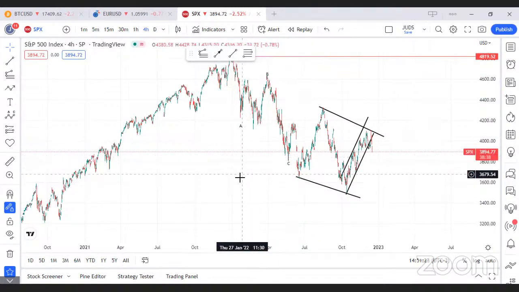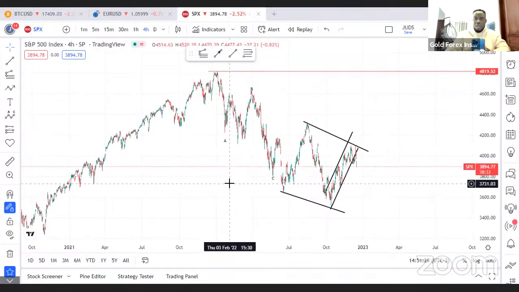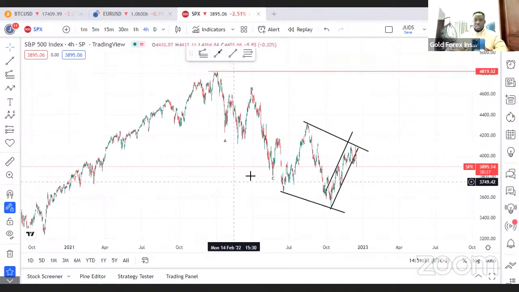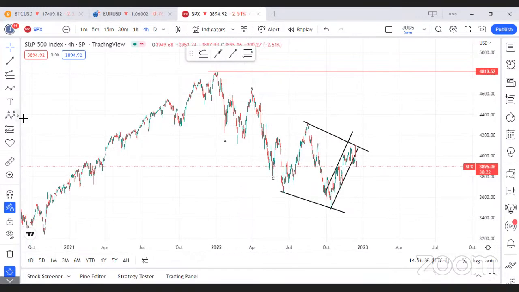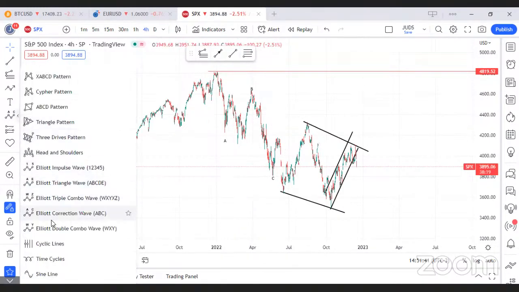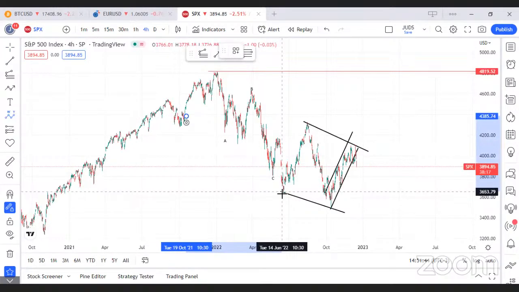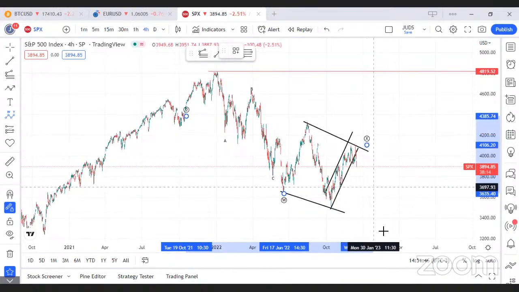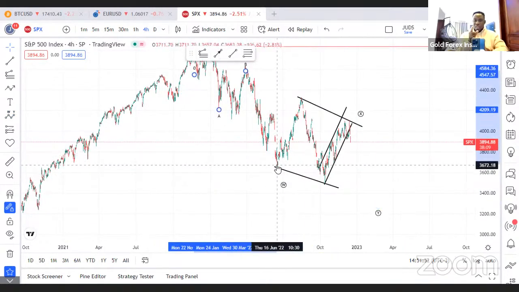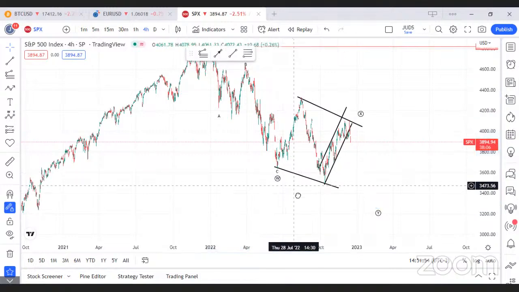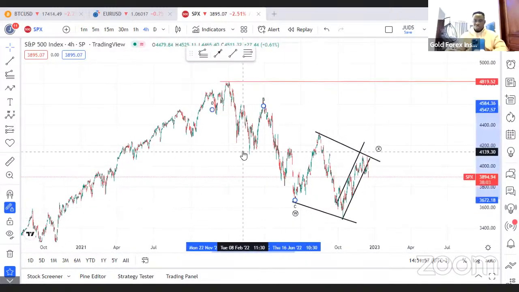Are you looking at a triangle? No. I'm looking at a zigzag, but it's forming more or less like a leading diagonal or something. What I'm anticipating is a WXY. Good. But you see, the wave A is the wave ABC, which is the WXY. The W should either form a 5 wave.